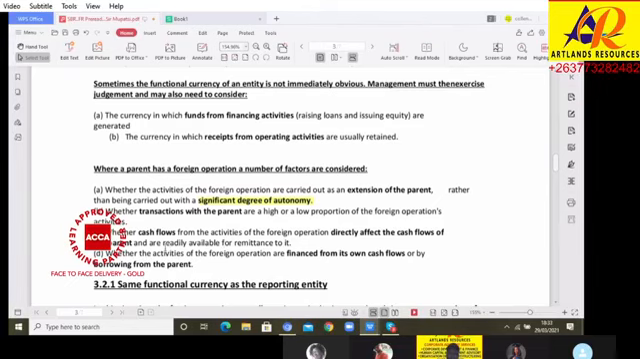Meaning, are they remitted? Suppose I said, make sure you bank in the dollar account every week. In other words, cash flows of the parent are being affected on a weekly basis, because they are banking the cash flows in our dollar account every week. So in other words, it would be an extension of the parent under the circumstance. Or whether activities of the foreign operation are financed from its own cash flows or by borrowing from the parent. If they are financed by borrowing from the parent, it would mean that it's an extension of the parent, so its functional currency might be the same as that of the parent.